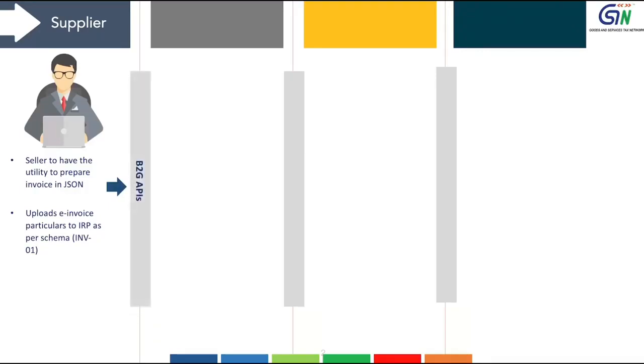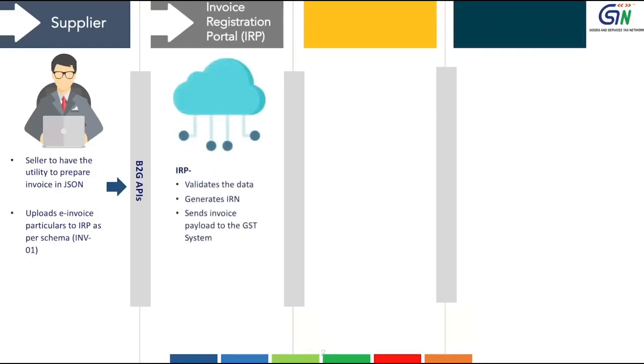Through APIs, the invoice data reaches the invoice registration portal, IRP. The IRP performs prescribed validations on the invoice data. It generates the invoice reference number, that is IRN, based on supplier's GSTIN, document type, document date, and financial year. Then it sends the invoice payload to the GST system.